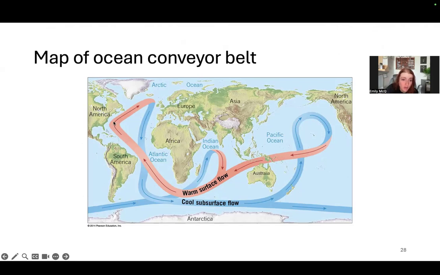So this is part of the current that I was talking about that is warm, and then it gets to Greenland again, and then it sinks again. So this is the general overall current of the entire ocean.